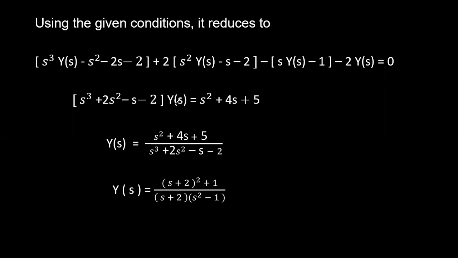Finally we have to get the y of s function. This is your step 5. Y of s is multiplied by s cube plus 2s square minus s minus 2 on the LHS. So this term is shifted to the RHS and goes into the denominator. So y of s is equal to s square plus 4s plus 5 divided by s cube plus 2s square minus s minus 2. This is the final function represented in terms of y of s.